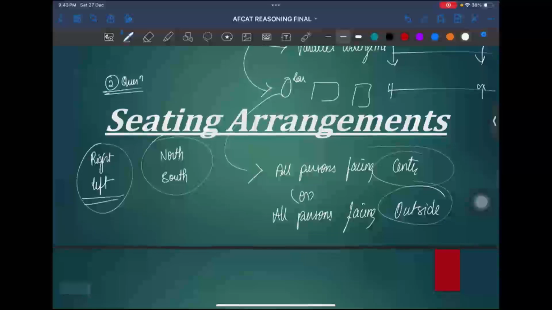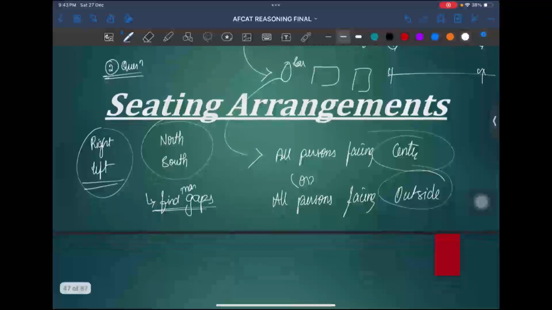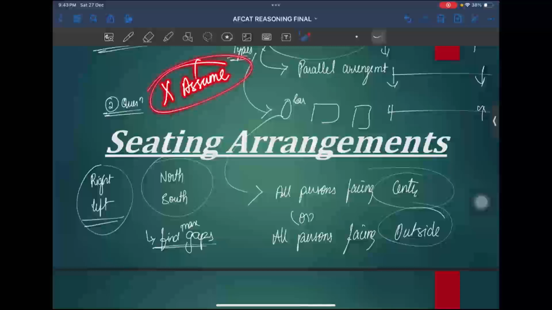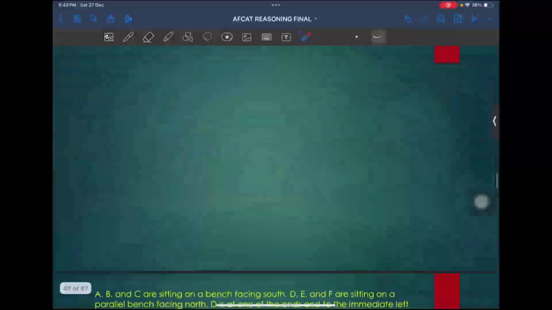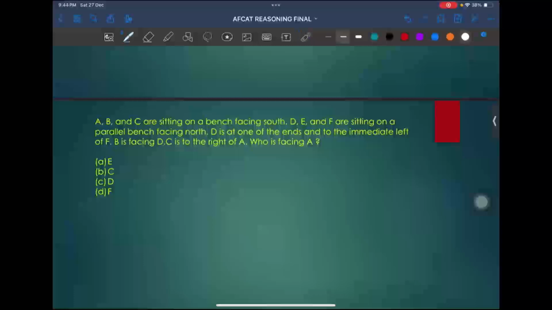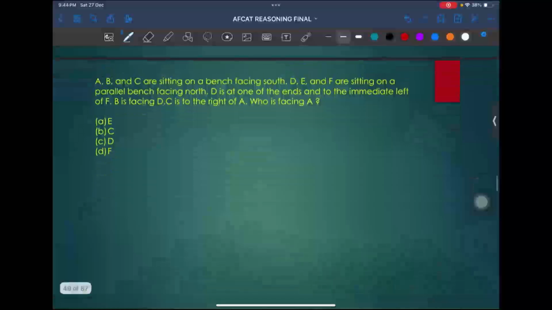And one more thing, if the question is asking about linear pattern, try to solve it by finding the maximum gap in between. That we will get to know in the questions. Find the maximum gaps and try to solve the question. And I will remember it again: never ever assume anything in seating arrangements, or else in the complete reasoning part. Never ever assume. This is the thumb rule because it is very important.